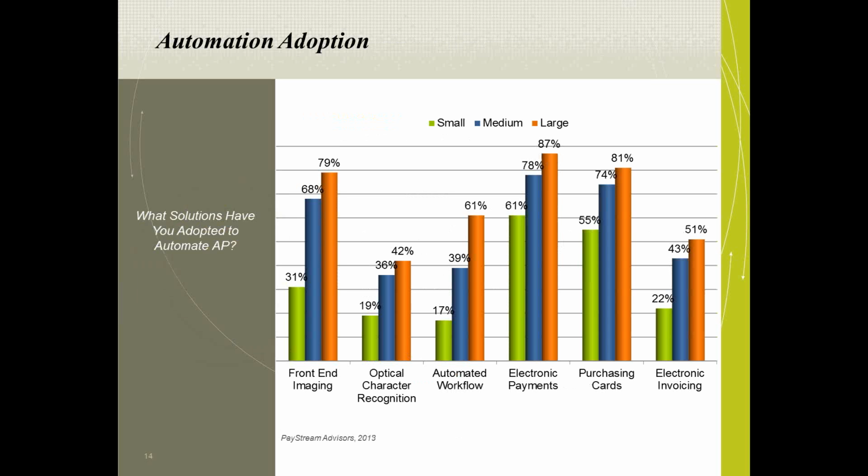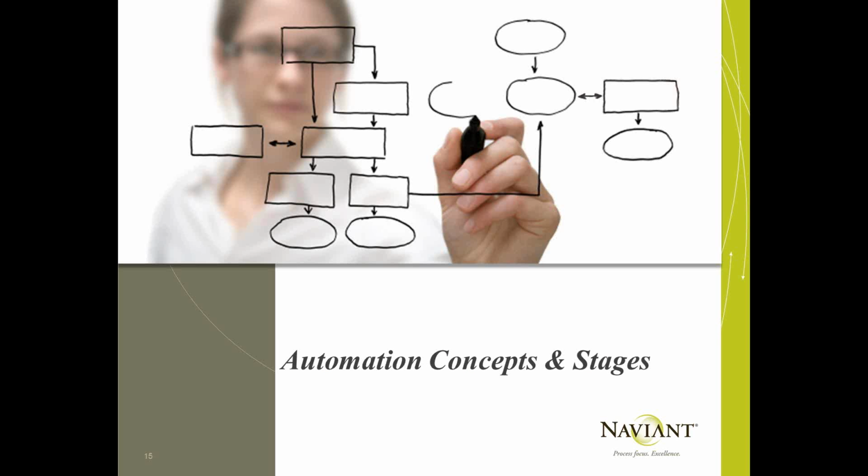So who's adopted some of these different automation components? The front-end imaging piece, scanning invoices upon receipt. You can see that depending upon the size of the organization, the orange is the large organization, blue, medium size, green is the smaller organization. Again, the larger that you are, the more likely that you're implementing some front-end imaging, optical character recognition we'll talk about a little bit, automated workflow, making sure every invoice follows the same process, electronic payments, P-cards, electronic invoicing. You can see how different organizations have actually implemented these different technologies.